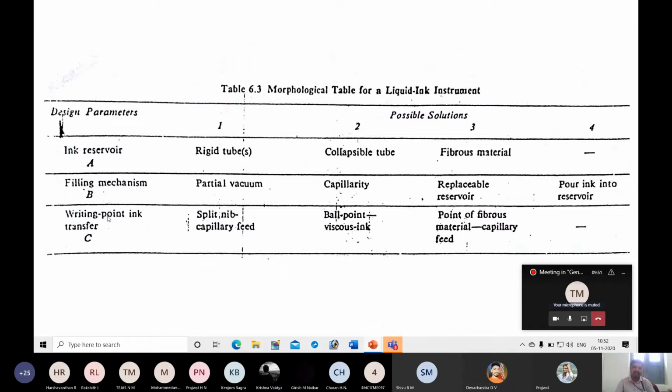The writing point is nothing but the nib. Ink transfer is how the ink is going to get transferred from the reservoir to the nib. Filling mechanism is how you are going to fill the reservoir. What are the possible ways in which you can achieve this? First consider the first parameter, that is the ink reservoir.